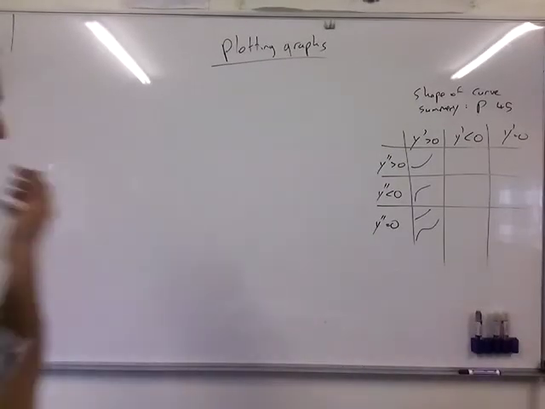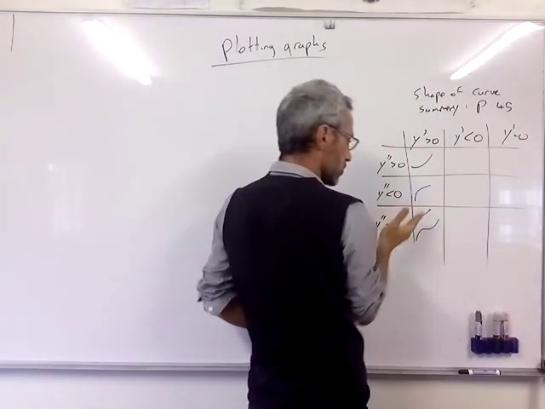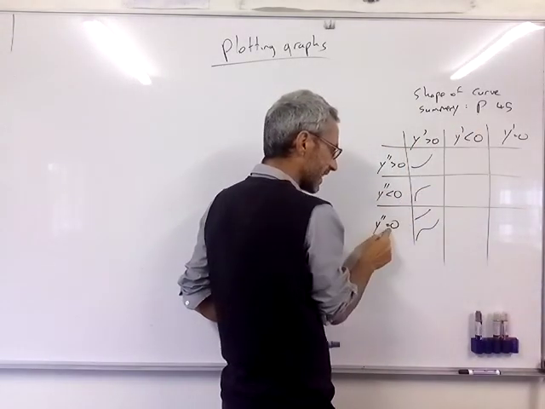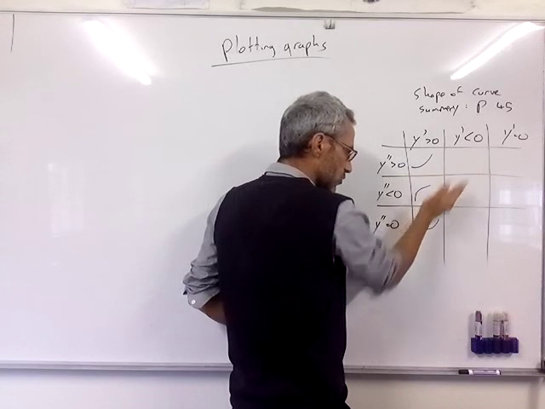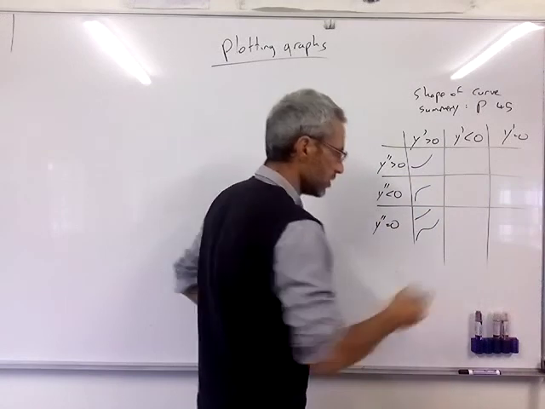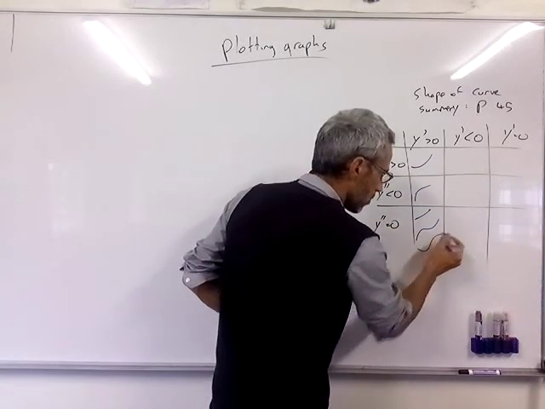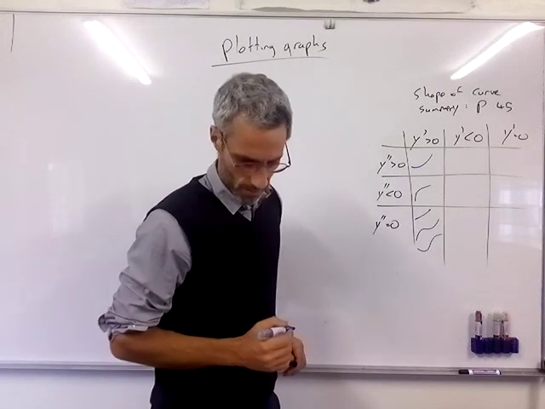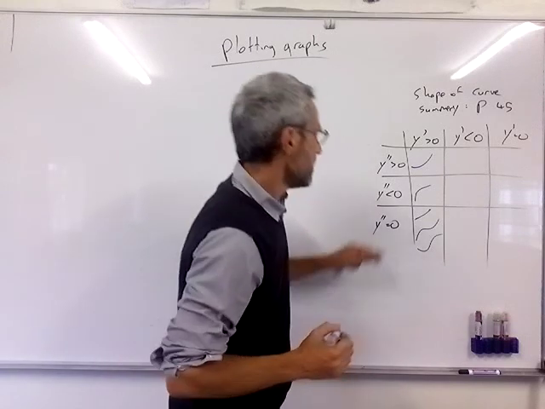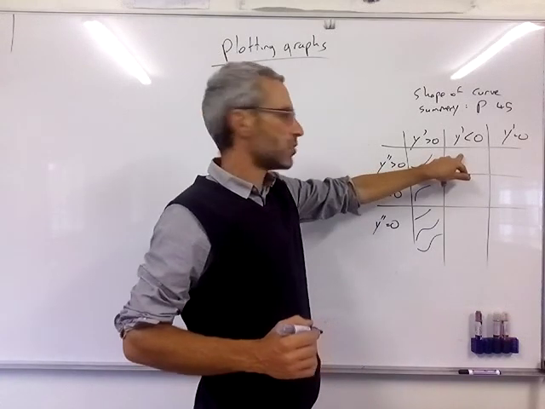Okay, so we said that if the first derivative is positive, the graph is going up. If the second derivative is 0, either it's a straight line or it's a point of inflection, which could be either like that or like that as well. Am I right? Yeah.